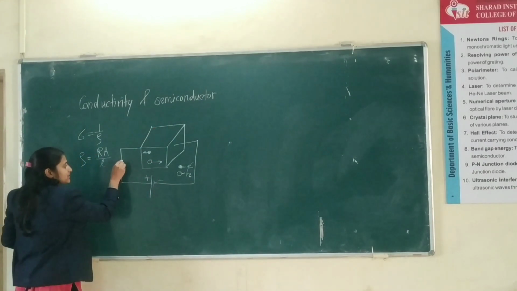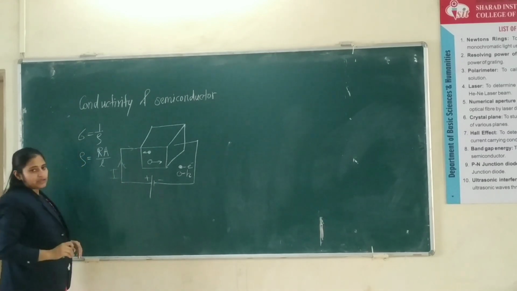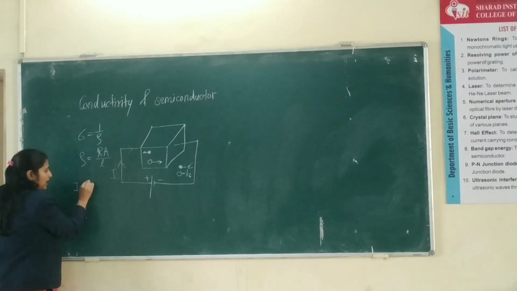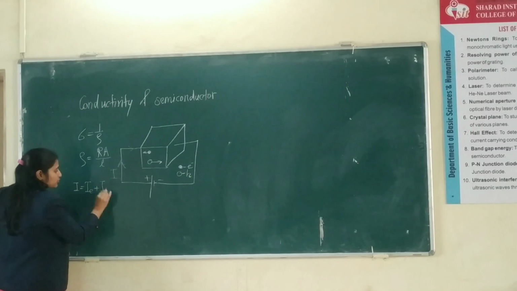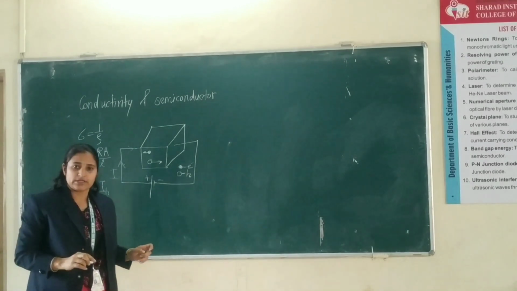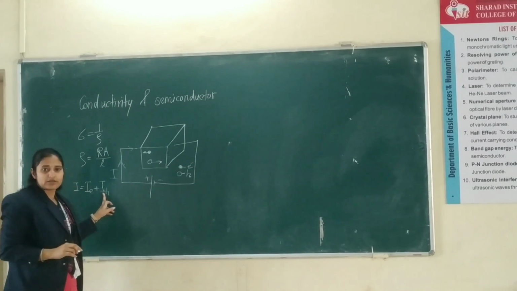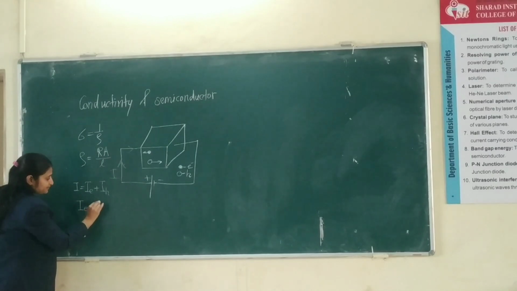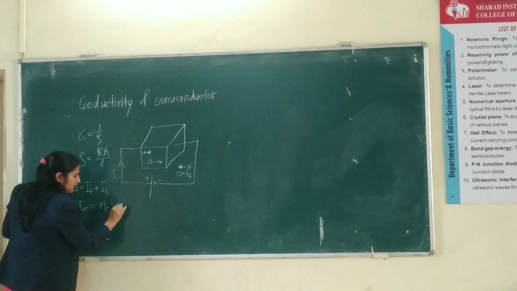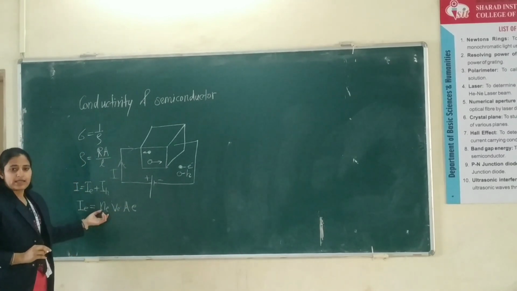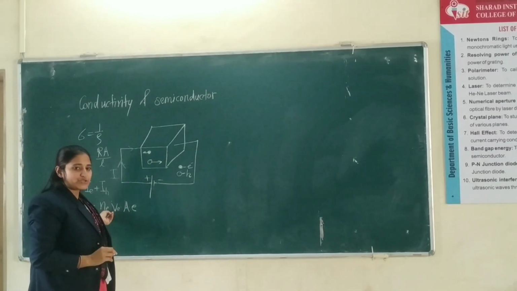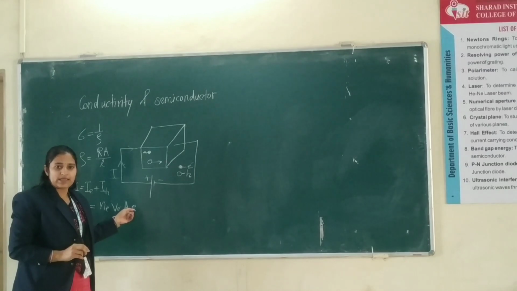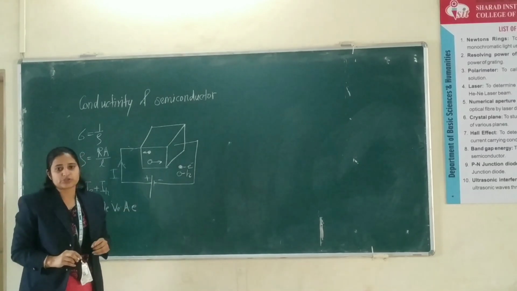Okay, so here is the current denoted by I. The total current flowing through the semiconducting material is I is equal to IE plus IH, where IE is the current due to the electrons and IH is the current due to the holes. Current due to electrons is NE VE A into E. Here NE is the charge concentration of electrons, VE is the velocity of electrons, A is the area of the material, and E is the charge on the electron.